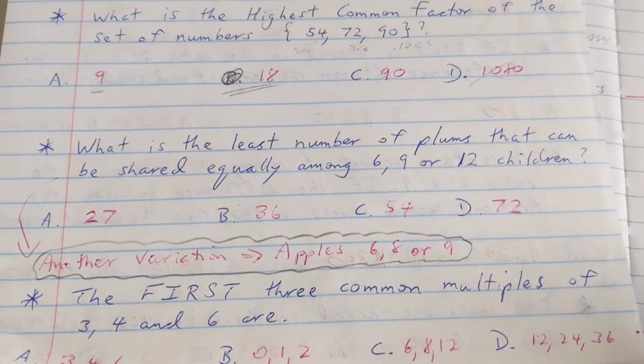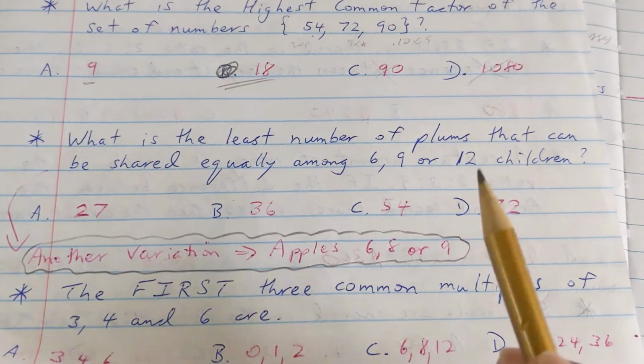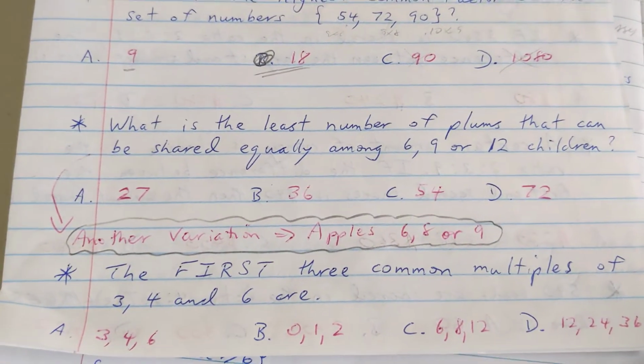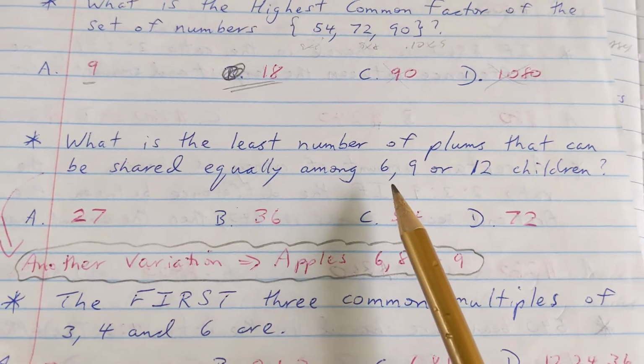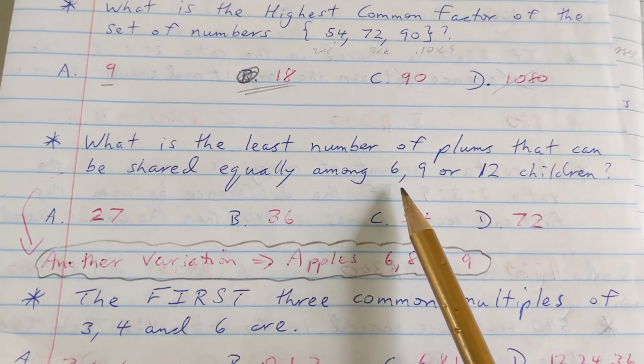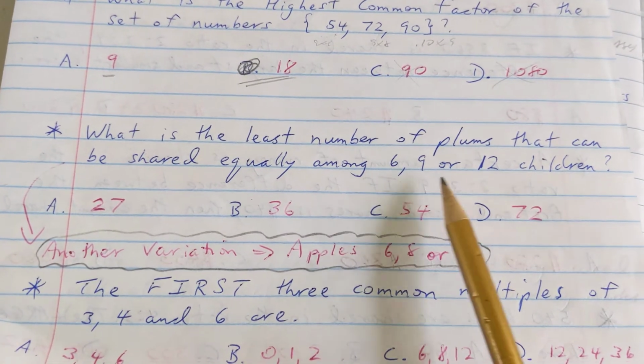LCM is the reverse. I want the least number of plums. So once you say least number anything, that's really the LCM. And it's the same thing we do when we have fractions and are trying to get that bottom number on the fractions. The least number of plums that could be shared among 6, 9, or 12 children.